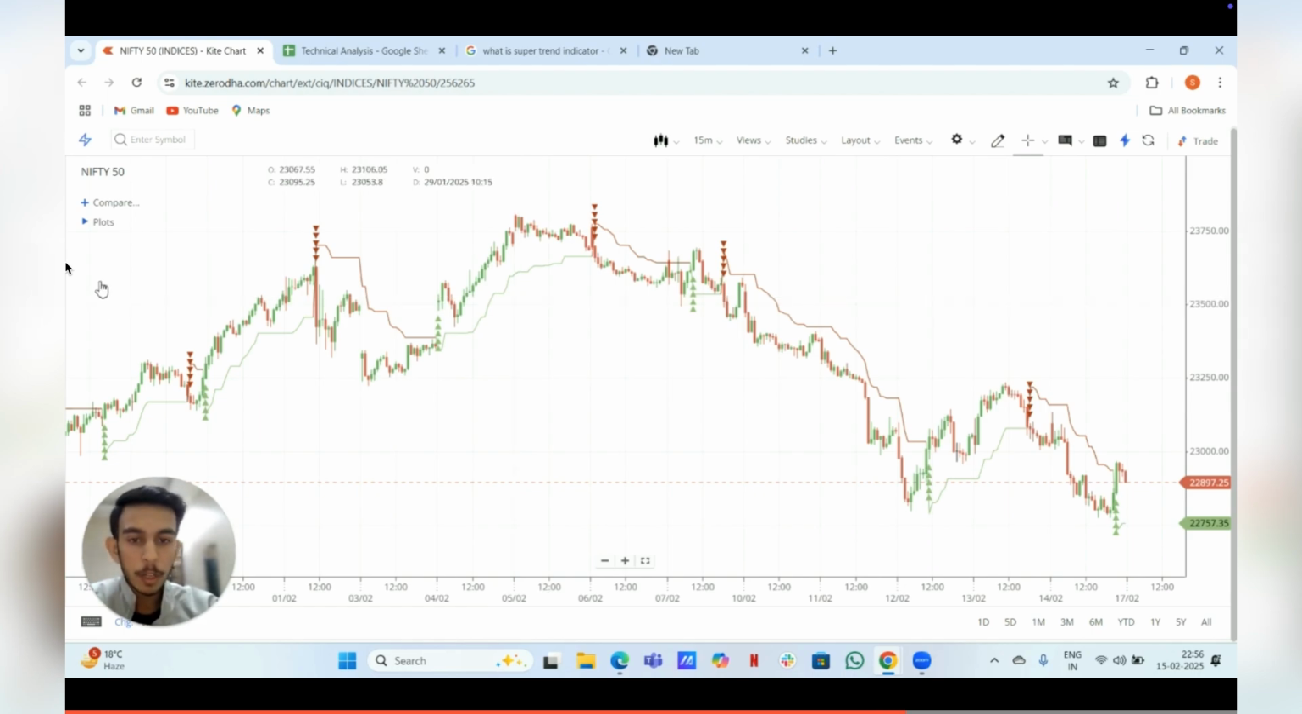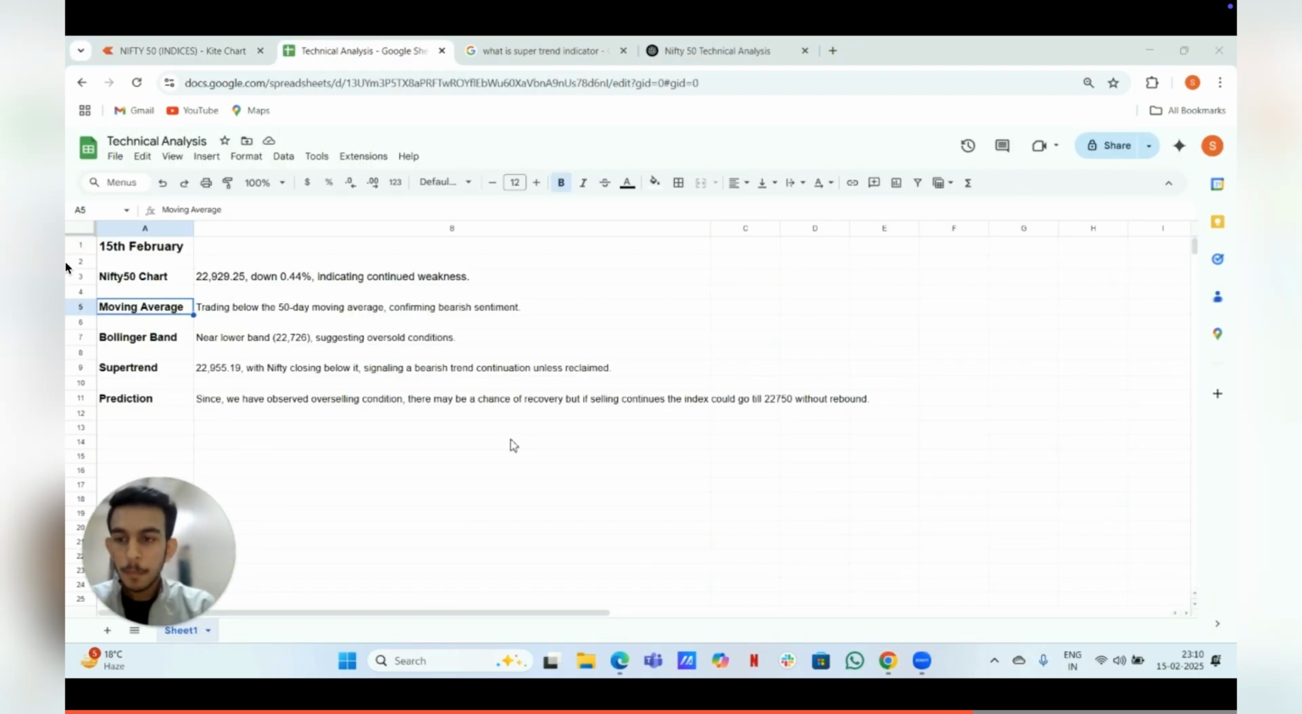Now let's move on to the Excel sheet, and I will give you an overview about the Nifty 50 position for the upcoming days and the brief analysis of today. So these are the few observations that can be seen during this time frame of the entire video. For the Nifty 50 chart, it can be seen that it's around the 22,929 level, down 4.4%, indicating continued weakness.